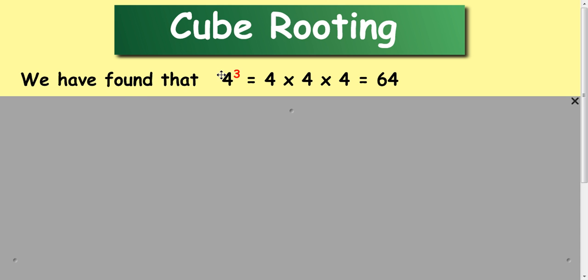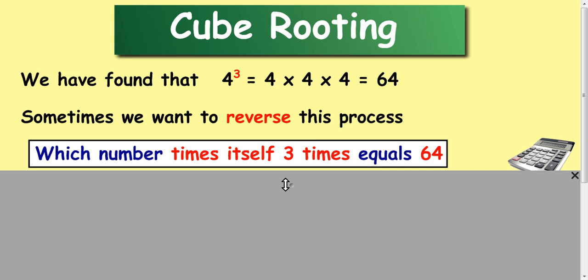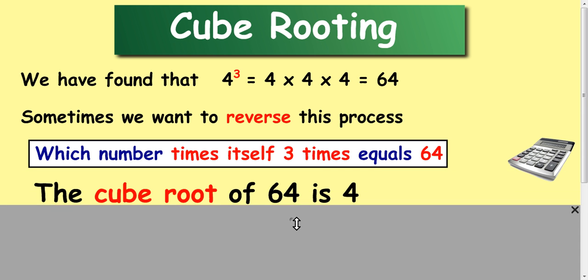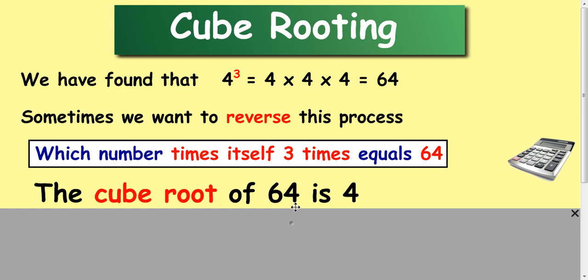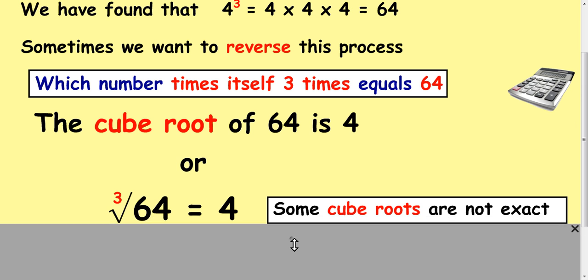The other thing we've found is 4 cubed is equal to 4 times 4 times 4, which is 64. The reverse of this process is called cube rooting. You're starting with the answer and trying to get back to what to the power of 3 equals 64. Or another way to look at it, which number times itself 3 times equals 64. So we know this is 4. So that's called the cube root. The cube root of 64 is 4. Or we write it like this, a wee square root sign and a wee 3 to signify the cube root of 64.